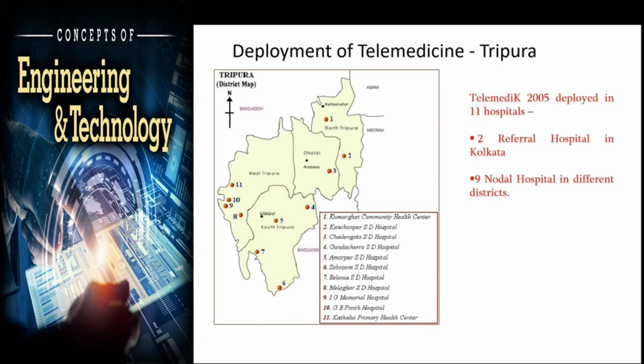This is one of the examples we are taking here, the deployment of telemedicine in Tripura. This telemedicine is deployed in 11 hospitals, and you can see the hospitals here. This is an example to help you understand. The 11 hospitals include two referral hospitals in Kolkata and 9 nodal hospitals in the different districts.